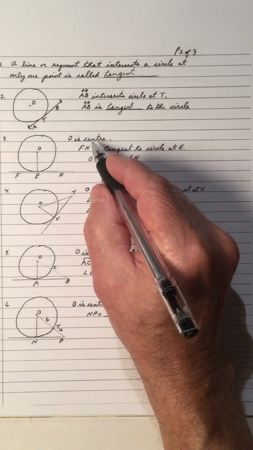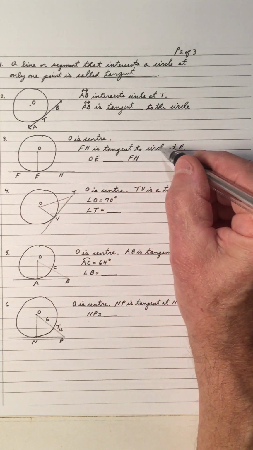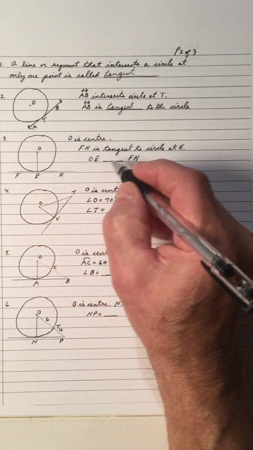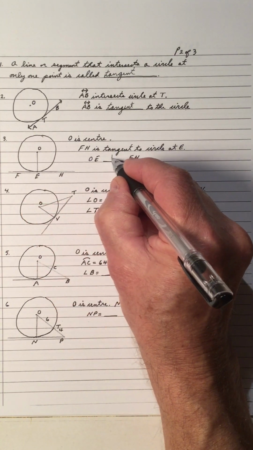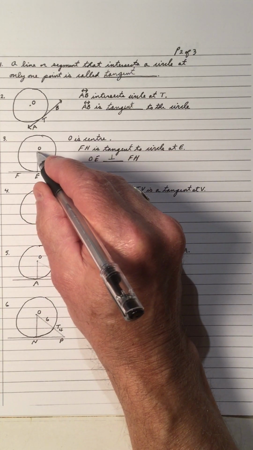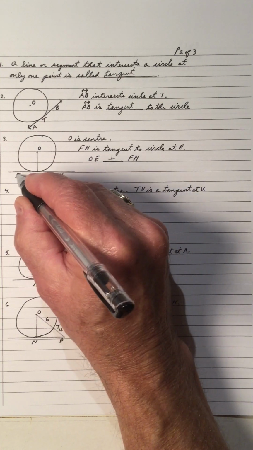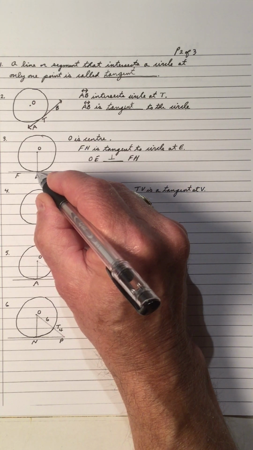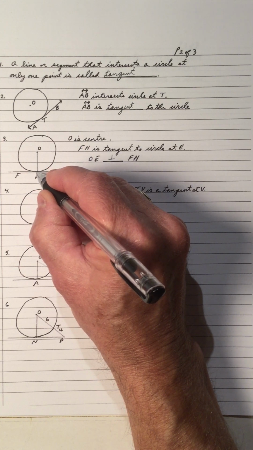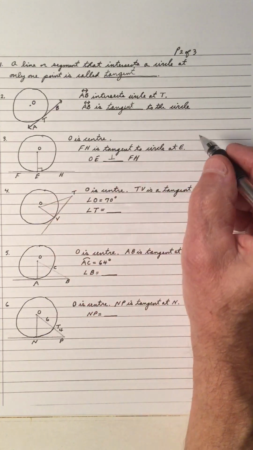Number 3, O is the center of this circle. FH is tangent to the circle at E. That means that OE is perpendicular to FH, because a line drawn from the center of a circle to the point of tangency, E is the point of tangency. So FH intersects the circle at E at one point. So a segment drawn from the center to the point of tangency is perpendicular. That means it forms a right angle.